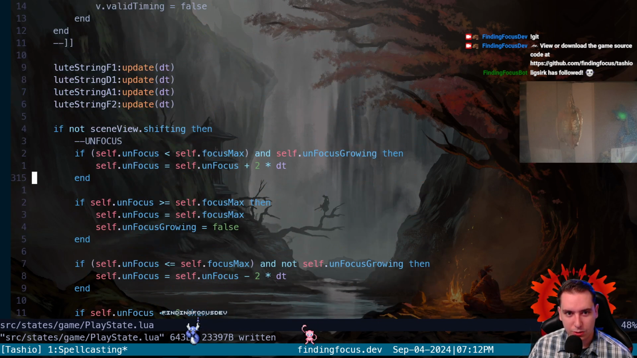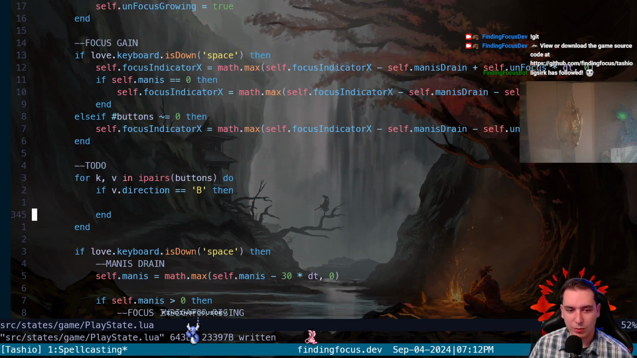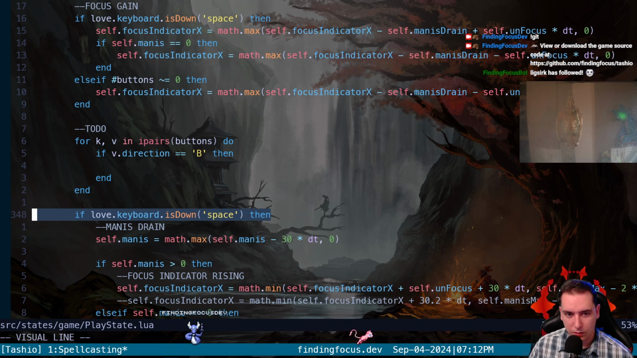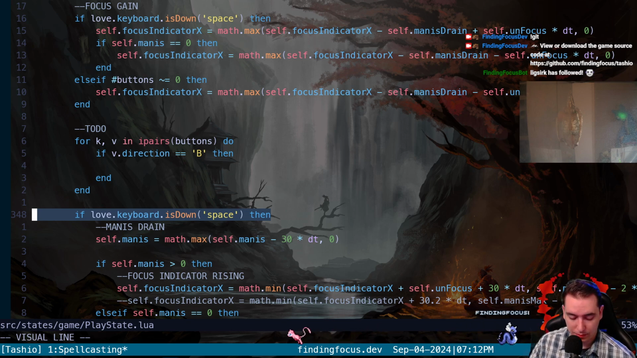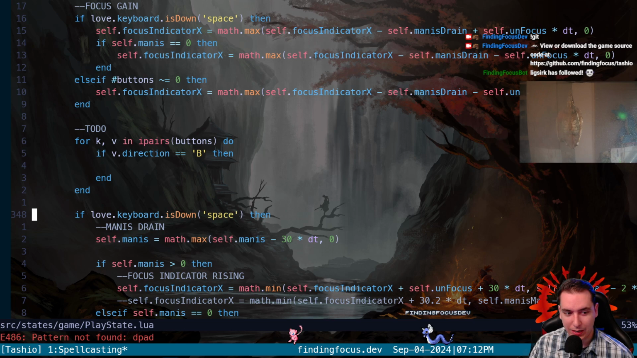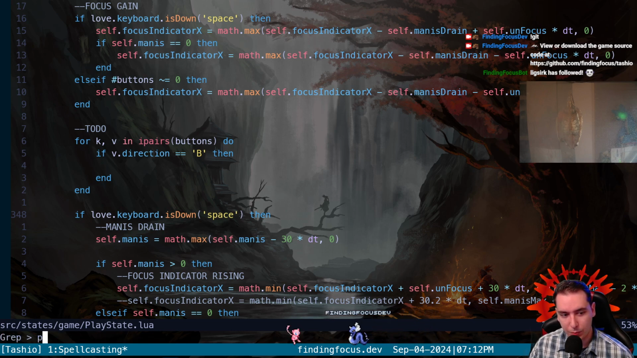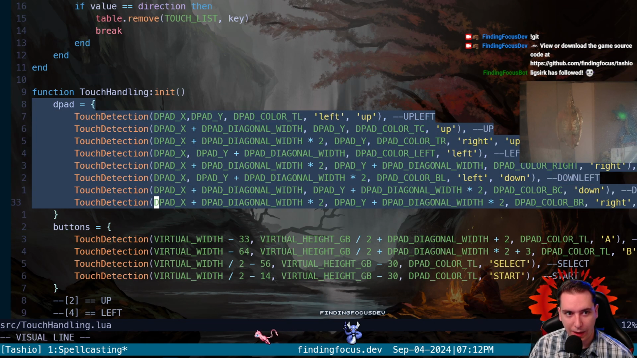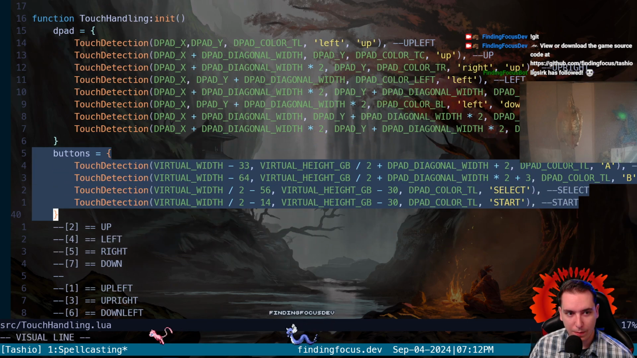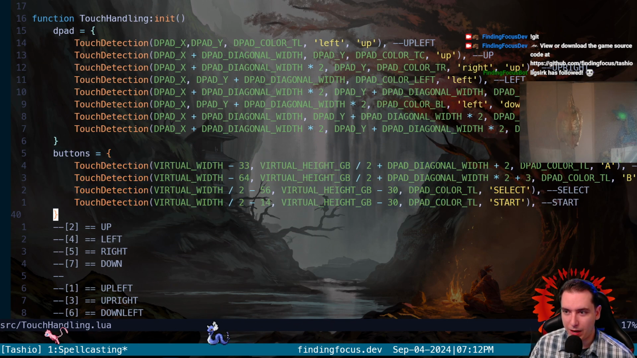Like, there's so many lines of code just to do this mana spellcasting, and that's without allowing for the touch controls. So I think we want to do something like we did for our character moving, in the sense that we have this table that is holding. Right now we're doing touch detection based on a D-pad, which in our code is an object of collidable touch objects. So see how we declare a D-pad as all of these touch detection objects, and we have a table of buttons to hold all the other things.